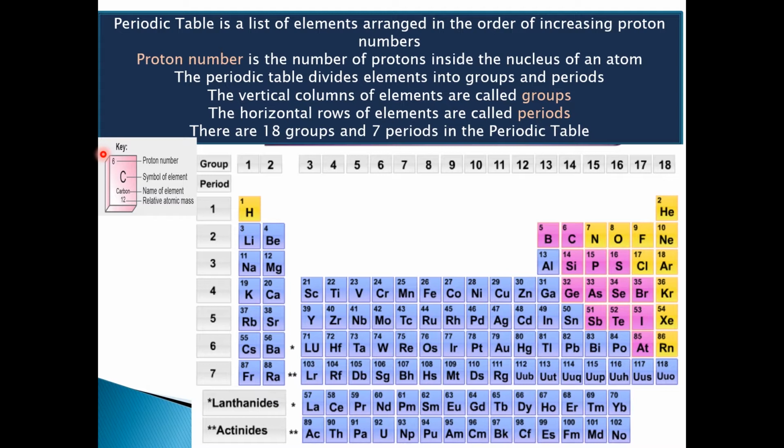The periodic table is a list of elements arranged in the order of increasing proton numbers. Proton number is the number of protons inside the nucleus of an atom. The periodic table divides elements into groups and periods. The vertical columns of the elements are called groups. The horizontal rows of elements are called periods. There are 18 groups and 7 periods in the periodic table.